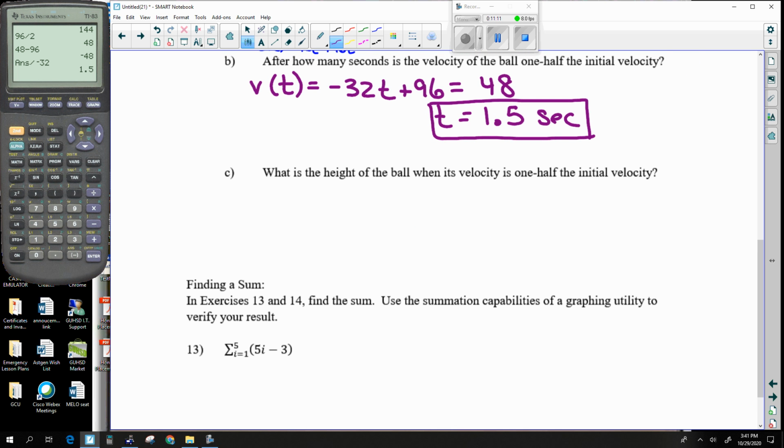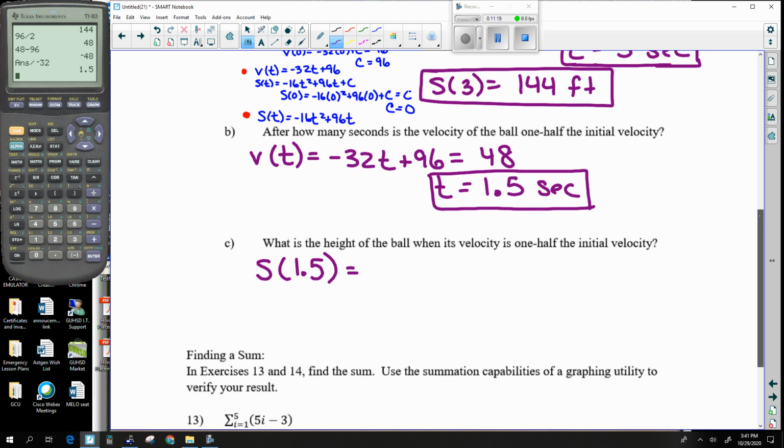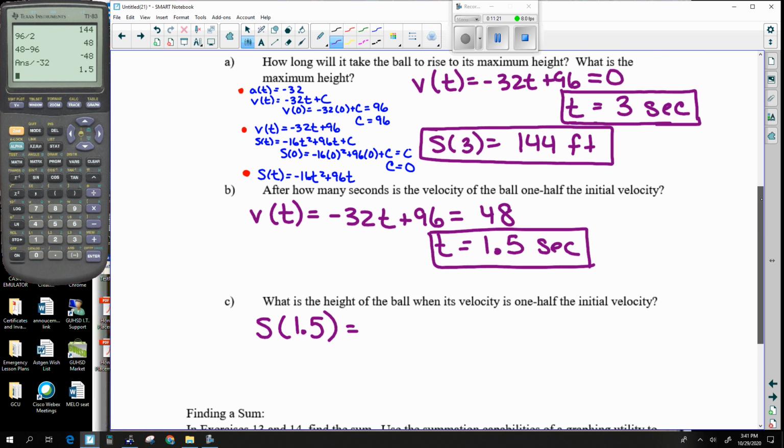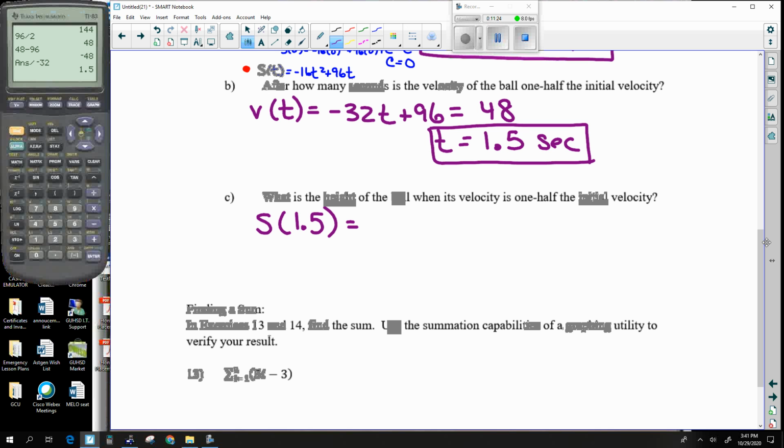What is the height of the ball when the velocity is 1/2 the initial velocity? So that is, what is the position? And again, the position formula, oh, there it is at the bottom, very bottom blue one. It's 108 feet.